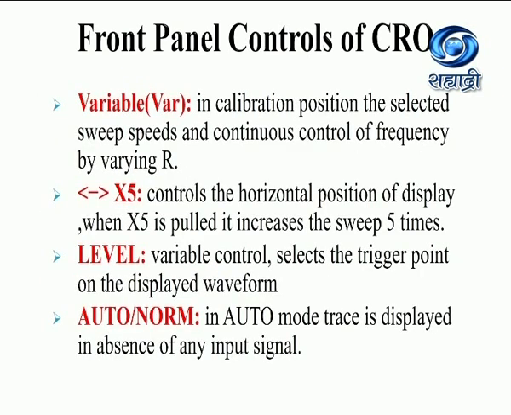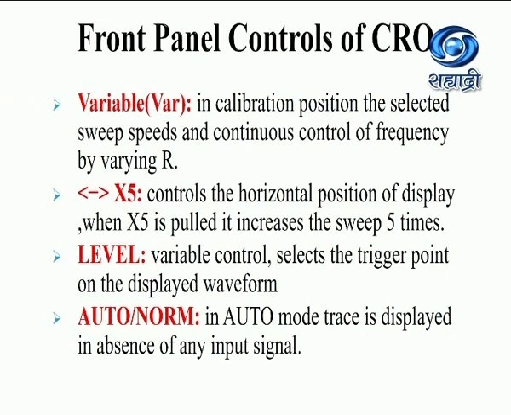It is used in the calibration position, the selected sweep speed, and the continuous control of frequency by varying R. Next we have horizontal position control, or multiplied by 5. It controls the horizontal position of the display, and when X5 is pulled, it increases the sweep 5 times. Then we have level, the variable control that selects the trigger point on the displayed waveform. You can level the input signal by using this control.